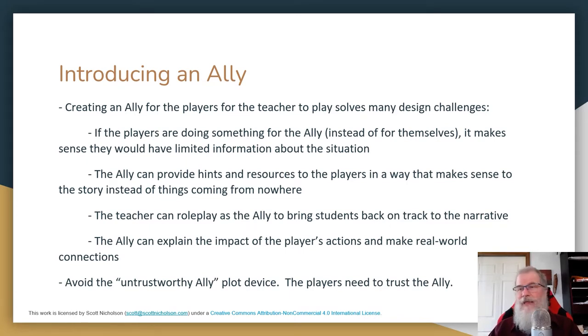So if I've established I'm your ally, then all of a sudden you find out I'm a bad guy, well, then you're not going to trust anything I say. Even if it doesn't make sense that you shouldn't trust, if I'm speaking to you as a game master and not as someone in the game, you're still not going to trust me as much. You don't want that to happen. So I suggest not using the untrustworthy ally plot device.